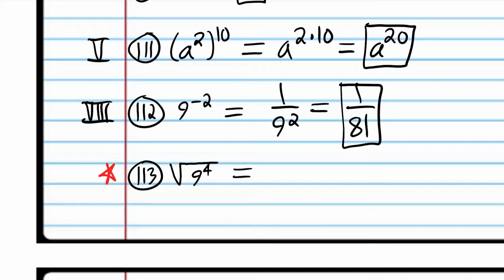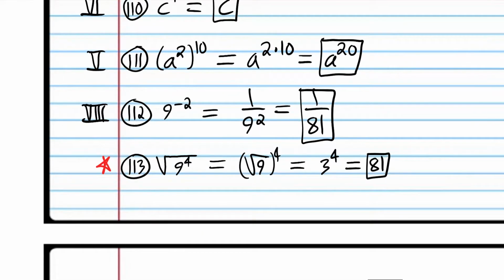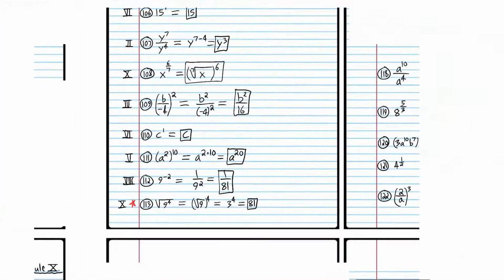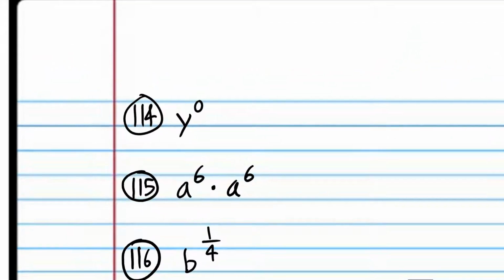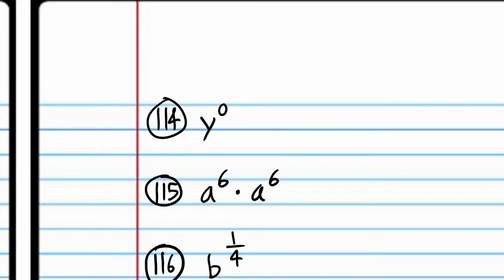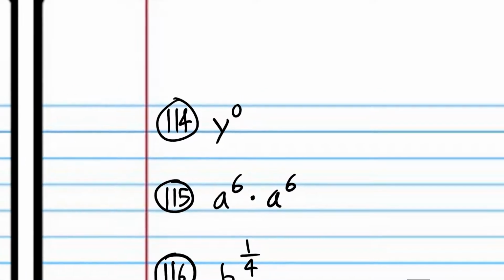All right, we're back. So I'm going to rewrite that as square root 9 raised to the 4th power. Square root 9 is 3, and 3 to the 4th power is 81. So there you go. And that is rule 10. Okay, so moving on here. If you got that one right, good job. Try number 114, and when you come back, we'll do it together.